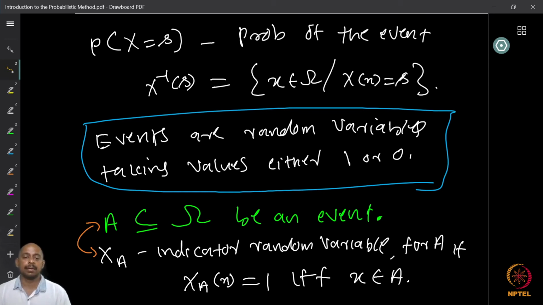Now the events are themselves random variables taking values 0 and 1. To see this, let us define the indicator random variable for an event: given an event A, X_A of x is equal to 1 if and only if x is in A. Right? So whenever this event happens, we get the value to be 1, and otherwise it will be 0. So this X_A is basically identical with the event A, because once you know what A is, we know what X_A is, and the indicator variable tells whether A has happened.